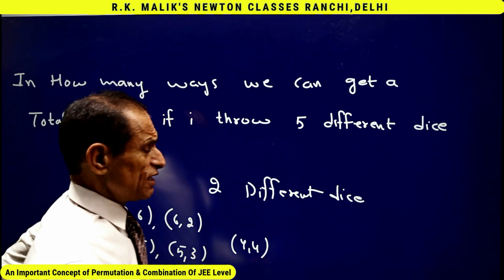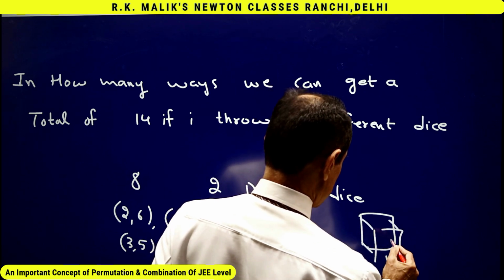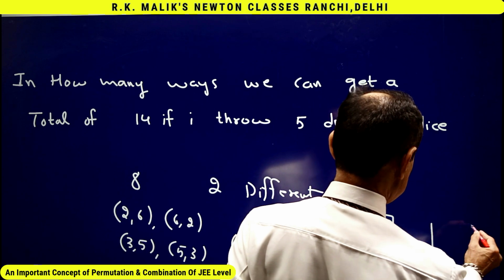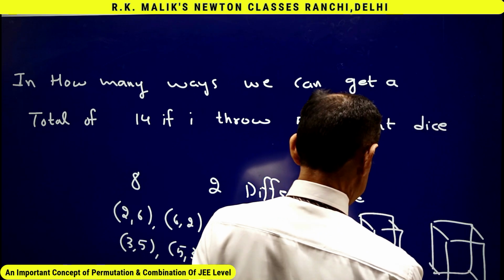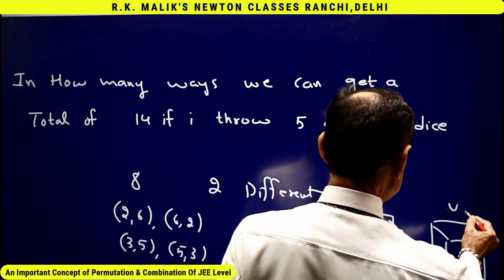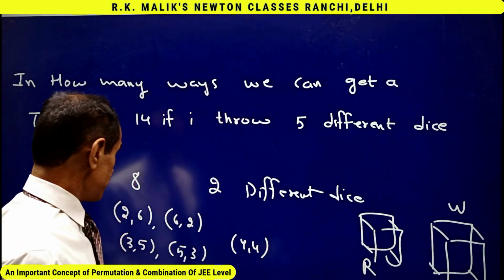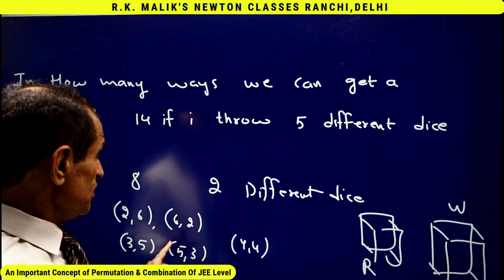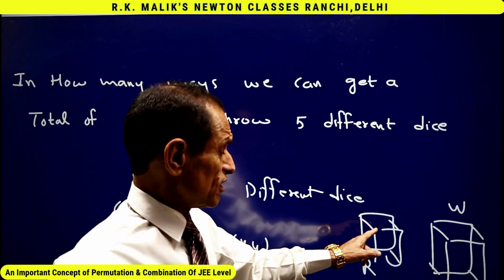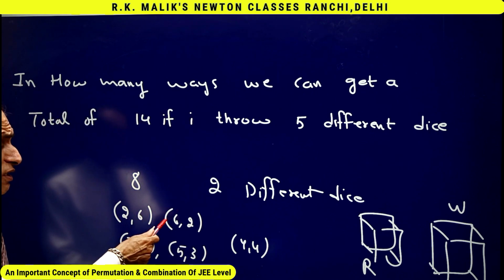For more clarity, say one die is of red color, and other die is of white color. Suppose I say this is first die, this is second die. 2 6 will mean 2 on this die, 6 on this die. 6 2 means 6 on red die and 2 on white die. That is, clearly these two are different outcomes.